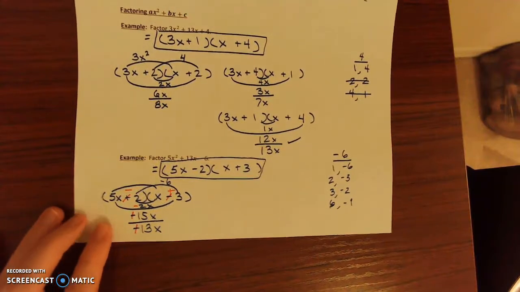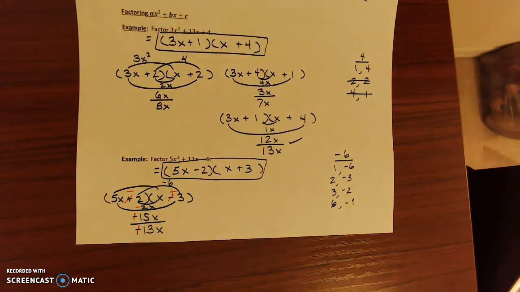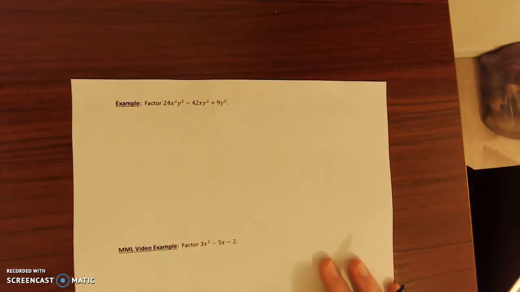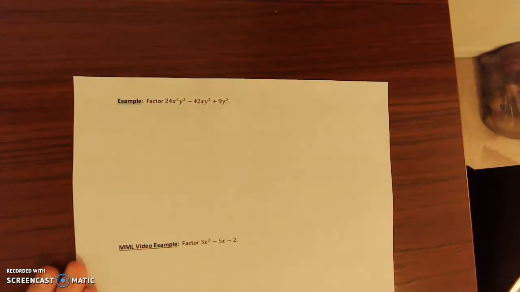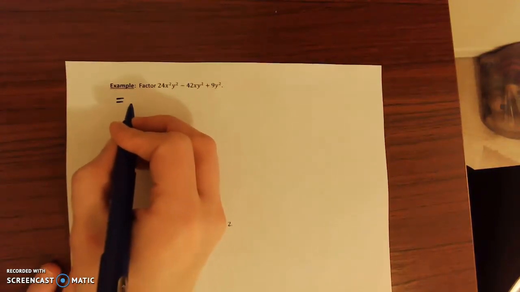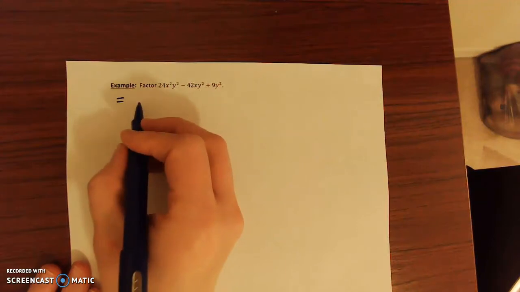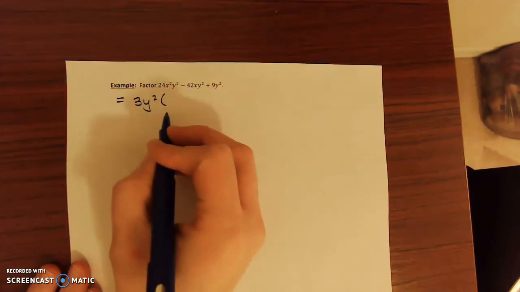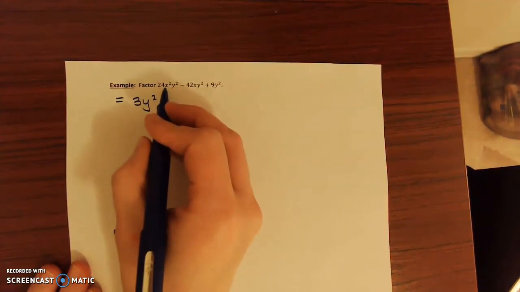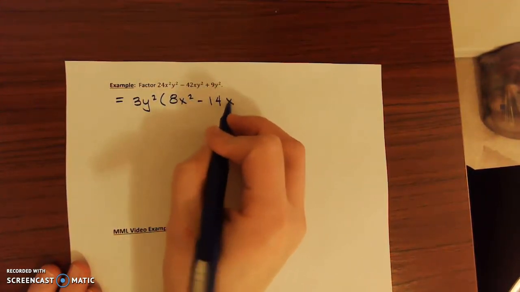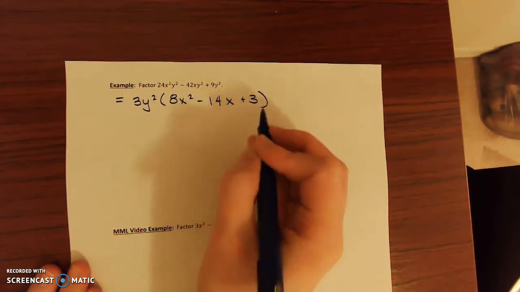Okay, let's do one more example. I want to factor 24x squared y squared minus 42xy squared plus 9y squared. So again, whenever you're factoring, don't forget to start by looking for a GCF. So on this one, the GCF is 3y squared. So we'll factor that out to the front, and that will leave us with 8x squared minus 14x plus 3.